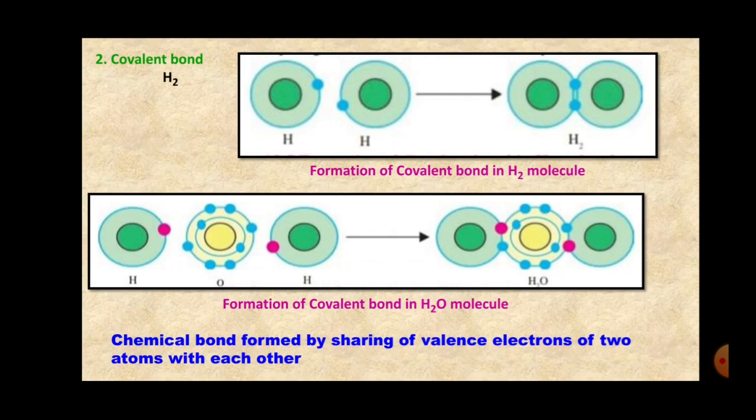It is actually not given in the textbook, but just for your information, when you go to the higher classes, when one pair of electrons is shared between the atoms, it is called a single covalent bond. If two pairs are shared, it is called a double covalent bond. And if three pairs of electrons are shared, then it is called a triple covalent bond.